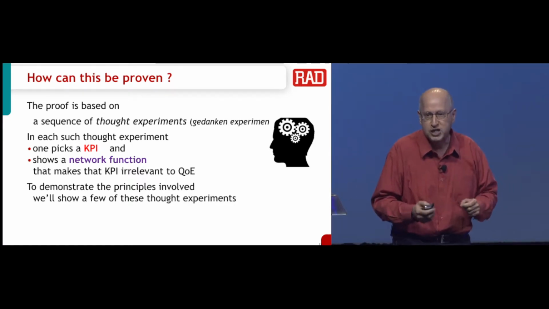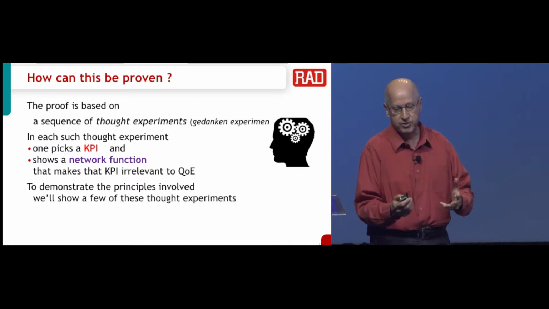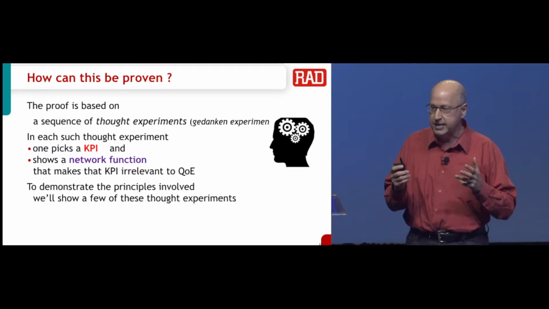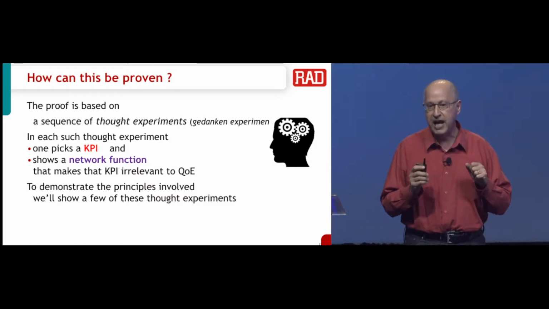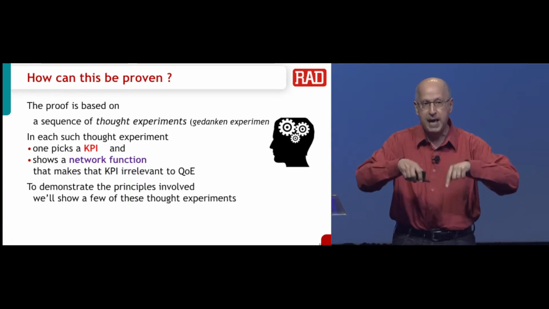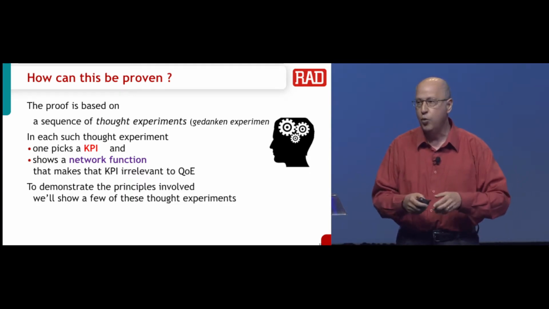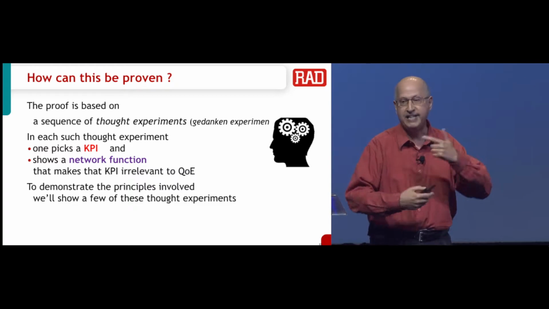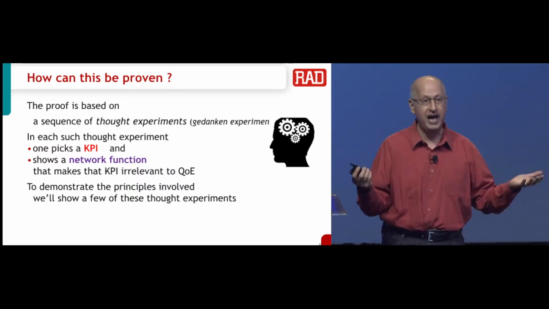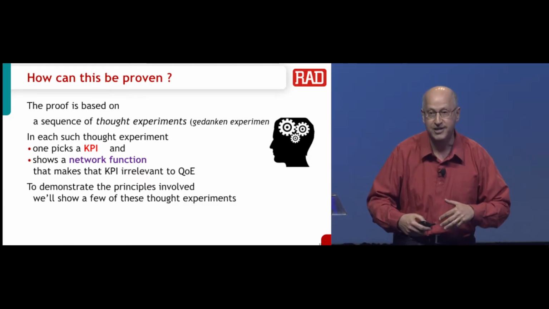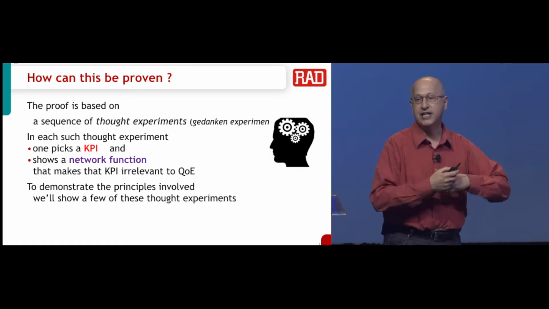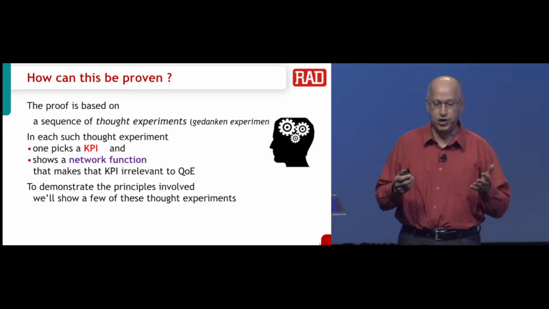I don't have to do a real experiment. I just say, let's try doing something. So what I'm going to do with these Gedanken experiments is to pick a KPI that I think correlates with QoE, and then I'm going to find for every KPI like that a network function where not only doesn't it correlate, it can anti-correlate. Think of packet loss gets higher and the quality of experience improves. And if I can do that for every single KPI, I can show you pretty much that it's useless to continue looking at QoS KPIs.